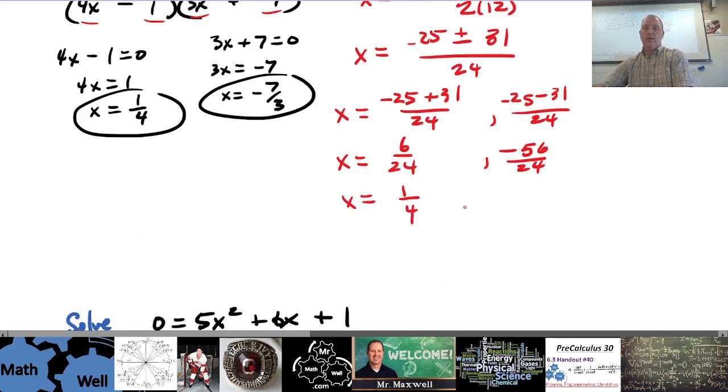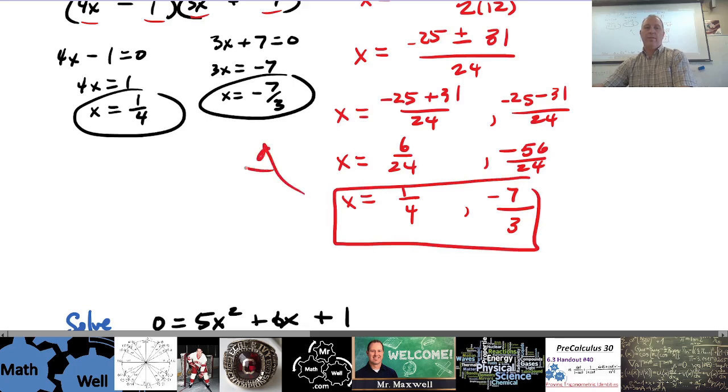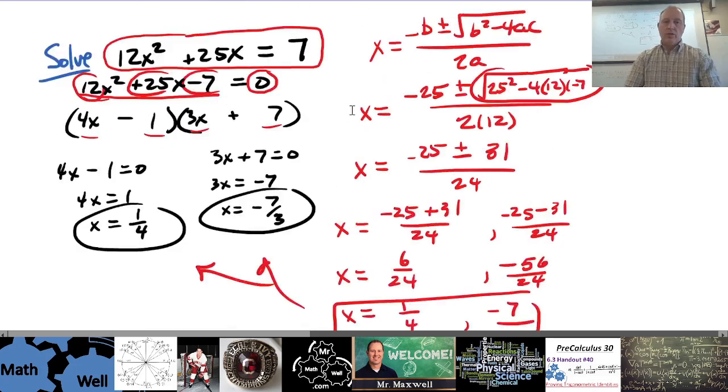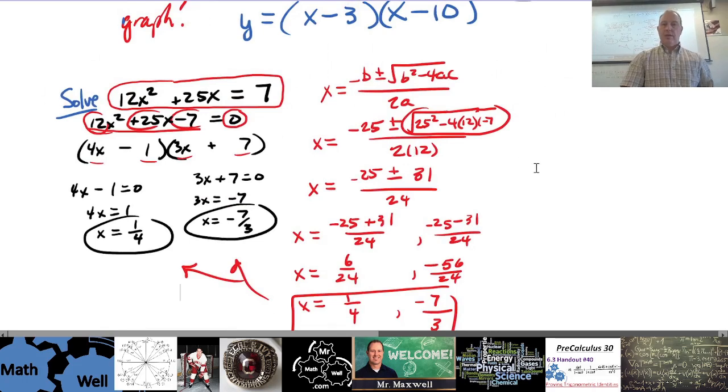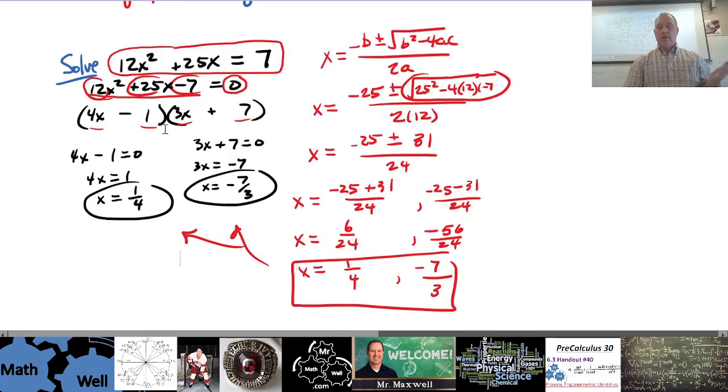That's 1 over 4 and this is negative. Both these could be divided by 8. That's going to be 7 over 3. And notice that we get the same answers as before. Okay, so there's your 2 different ways of solving that. And you might like the factoring method. I do too. If I have a chance to try and factor, I'll try and factor.